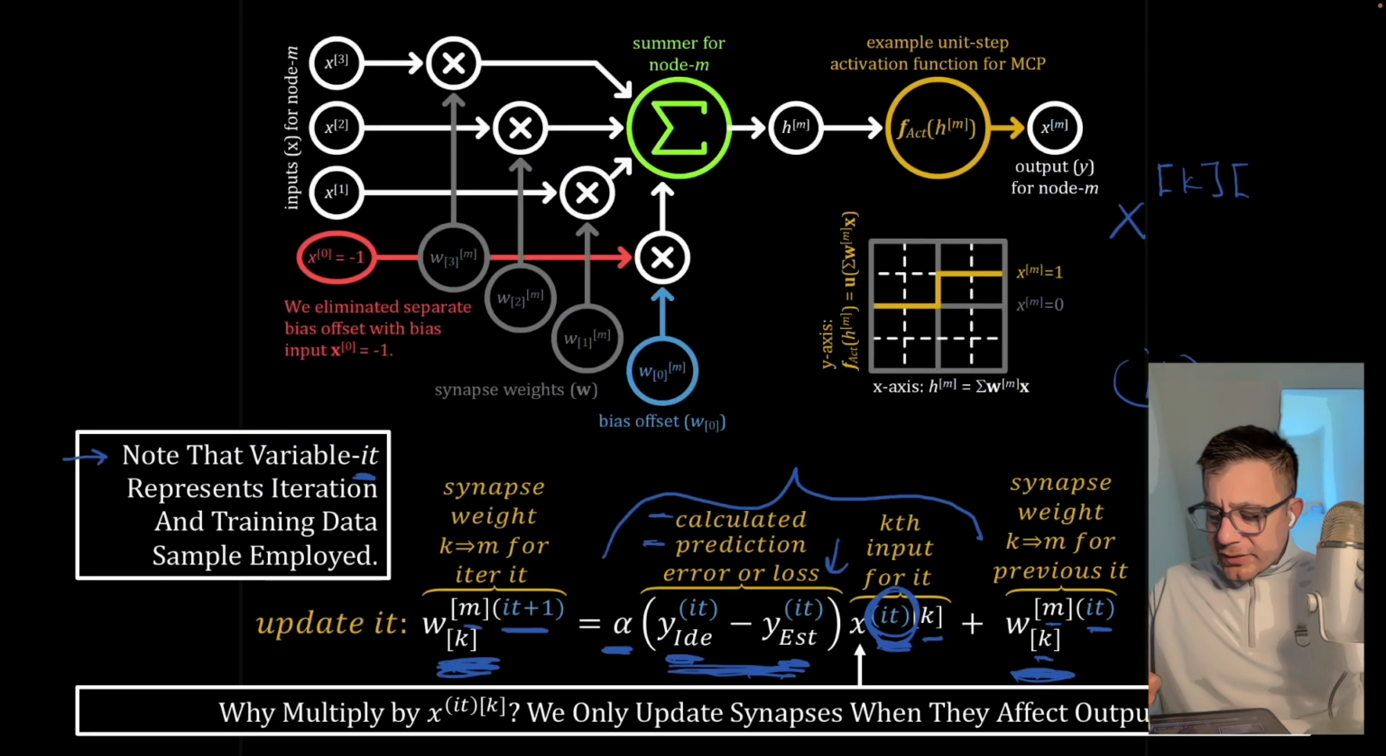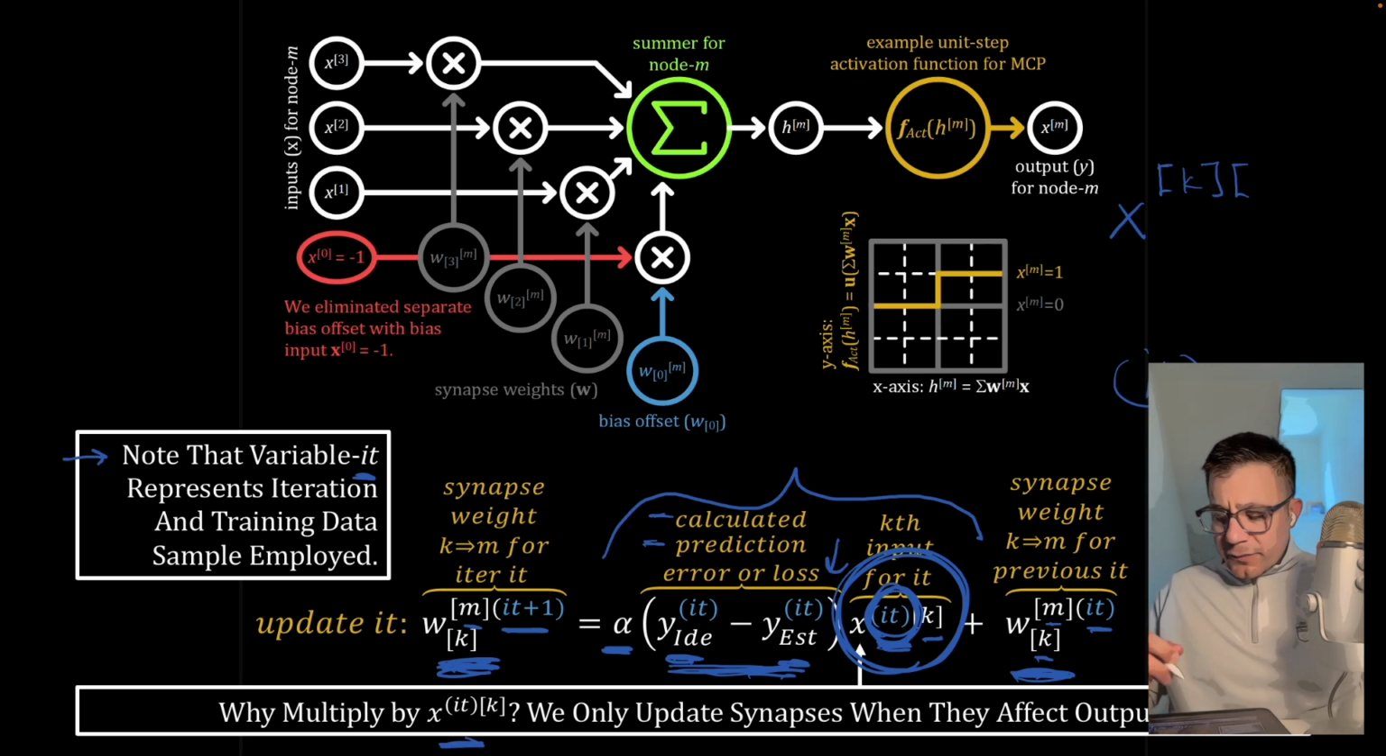So whenever you see x superscript it, you can just replace that in your head with the data sample, with the training sample that corresponds to the current iteration. Now, the other question I want to answer is, why do we have this x value right here? Why multiply by x?